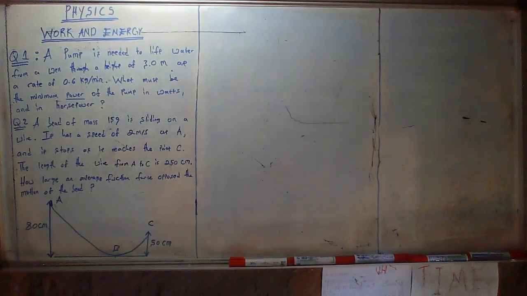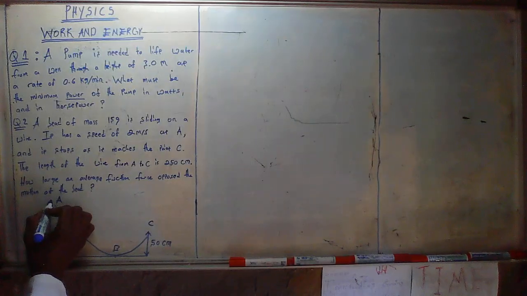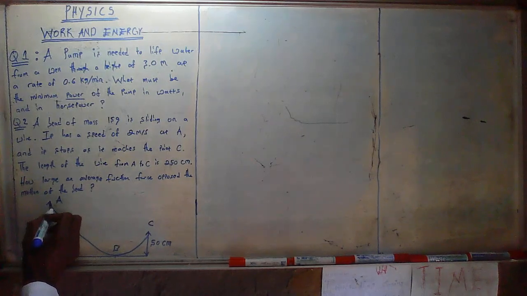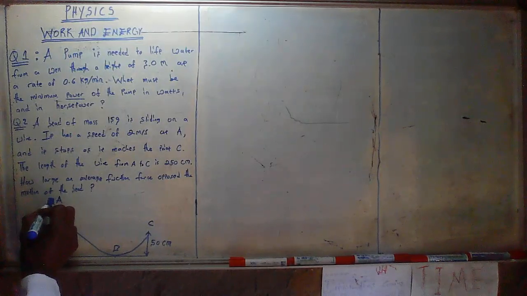The second question reads, a bead of mass. So here there is a bead of mass somewhere. This is just showing the height, but there is a bead of mass, there's something here.